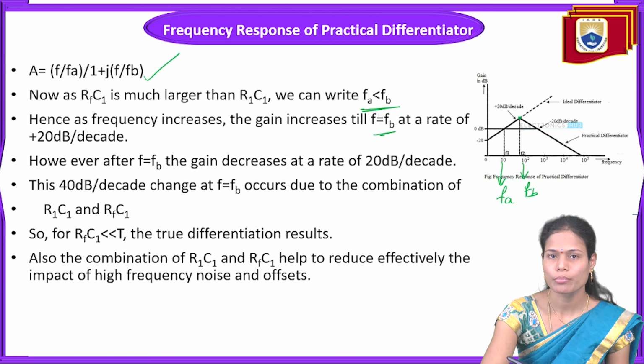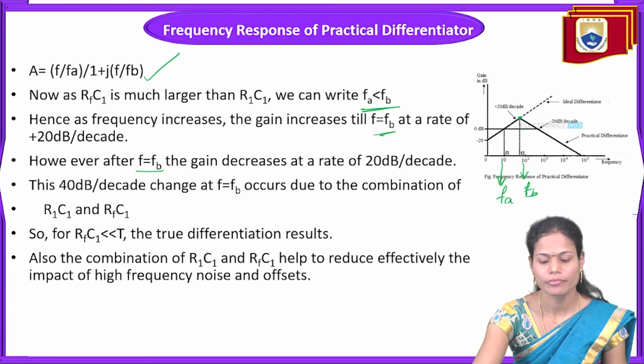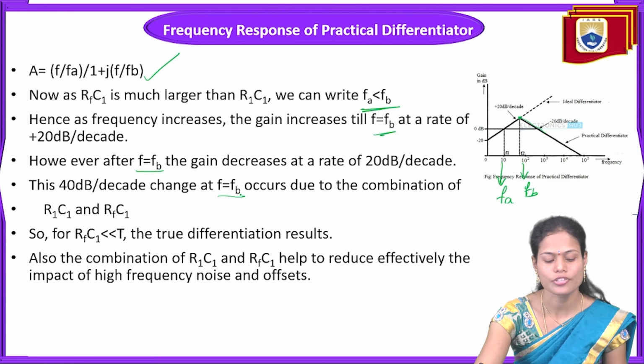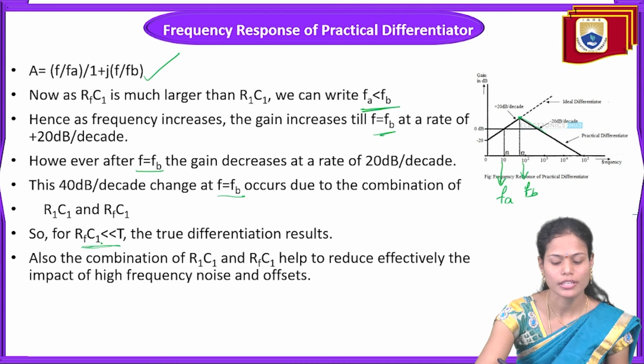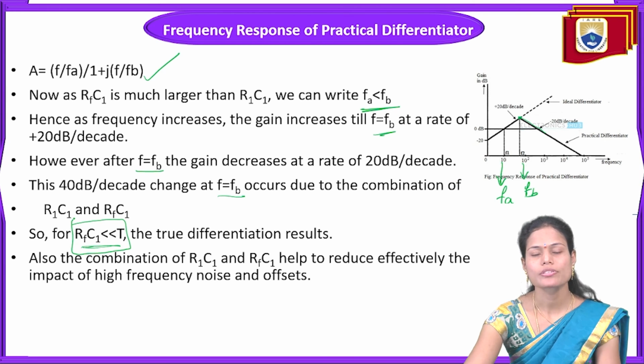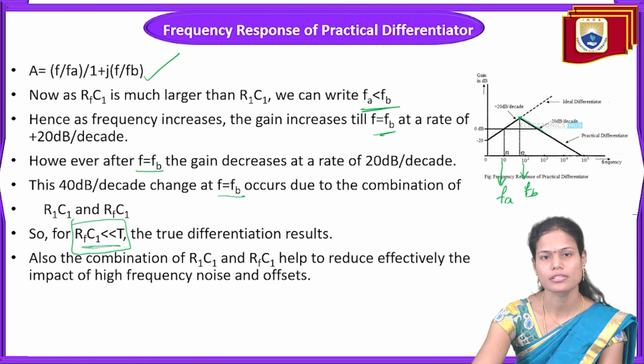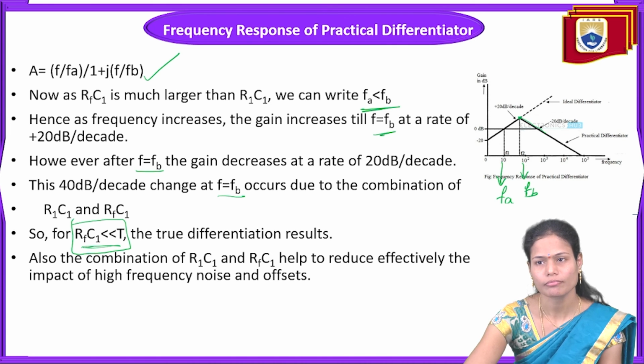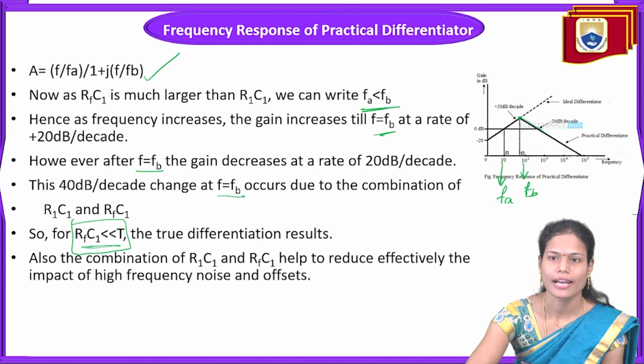Whenever the applied input signal frequency reaches FB, the gain decreases at a rate of 20 dB per decade. After that, it is decreasing here. This 40 dB per decade change at F equal to FB occurs due to the combination of both the time constants R1C1 as well as RFC1. For RFC1 less than T we will get the proper differentiation. I have already mentioned this point. Also the combination of both the time constants R1C1 as well as RFC1 helps to reduce the noise effects as well as offset effects in the practical differentiator.